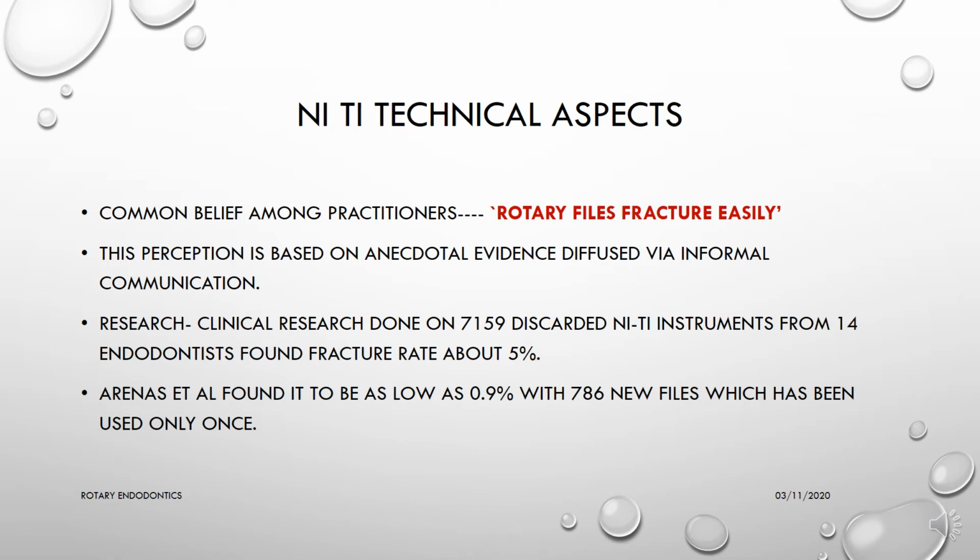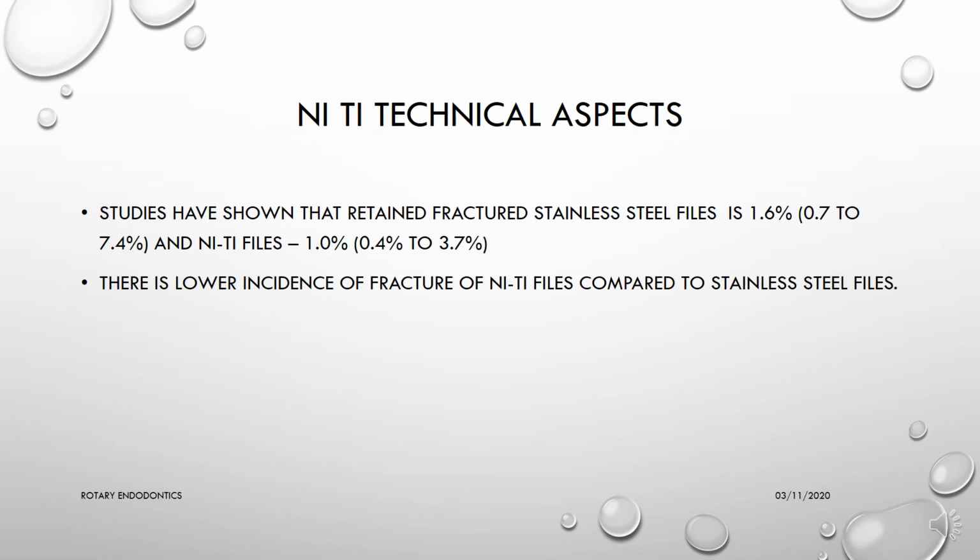Research has shown that in one study of 7159 discarded NiTi instruments from 14 endodontists, the fracture rate was only 5%. Arenas et al. found that it is as low as 0.9% with 786 new files which had been used only once. Studies have shown that retained fractured stainless steel files are about 1.6%, range 0.7 to 7.4%, whereas for NiTi files it is 1%, range 0.4 to 3.7%. So it indicates a lower incidence of fracture of NiTi files compared to stainless steel files.